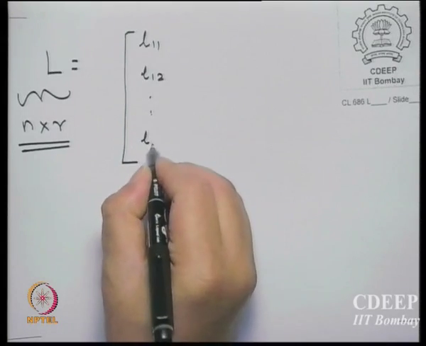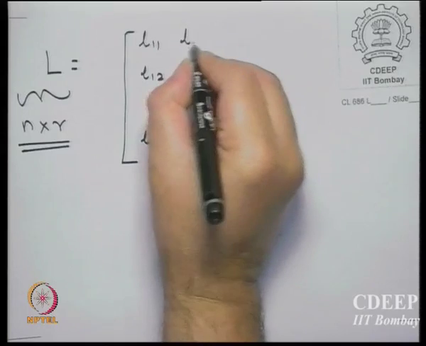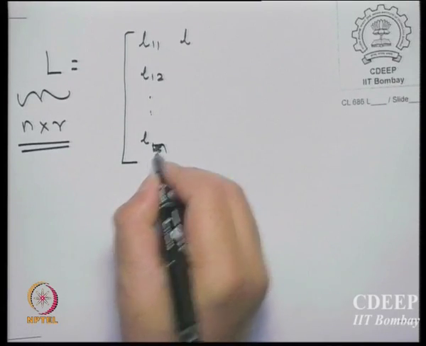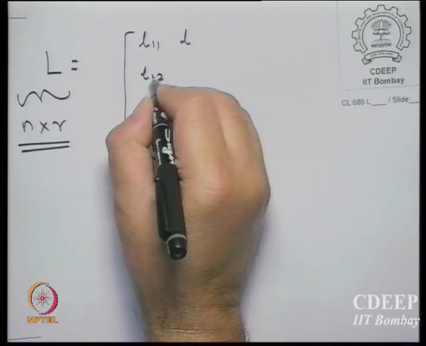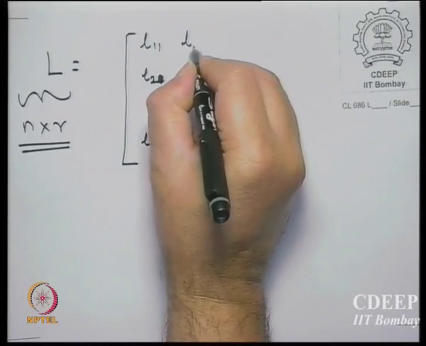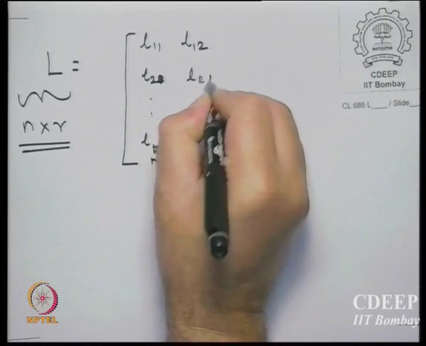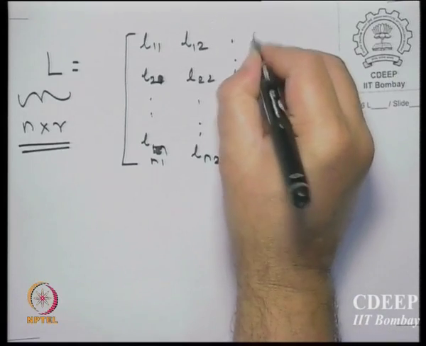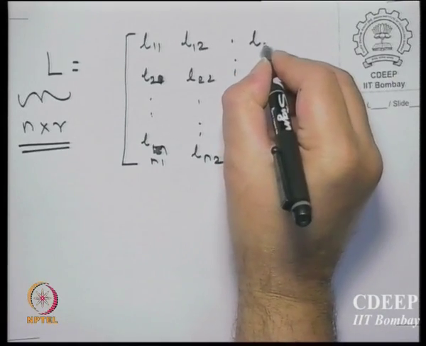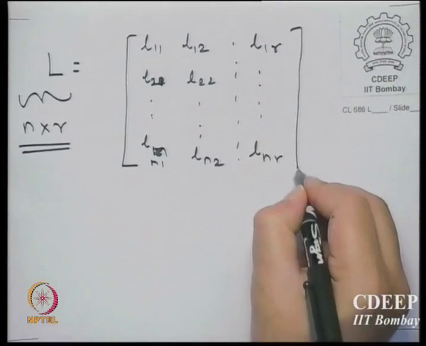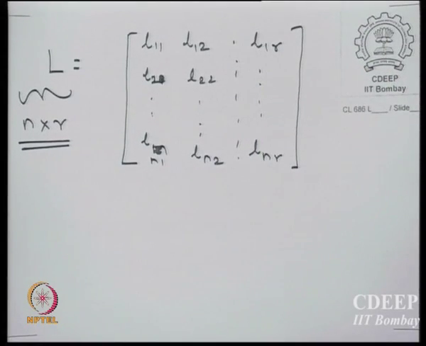So this will be, say, L11, L12, up to L1n, then L21, L22, and L n1, L n2, and so on, and so you will get L1r up to Lnr. There are so many unknowns in this matrix.